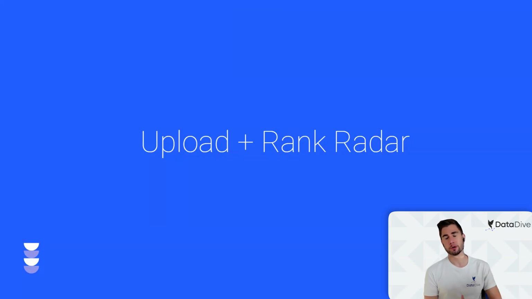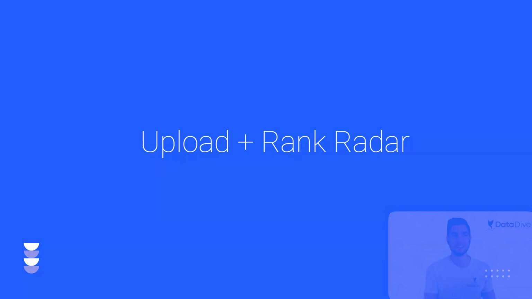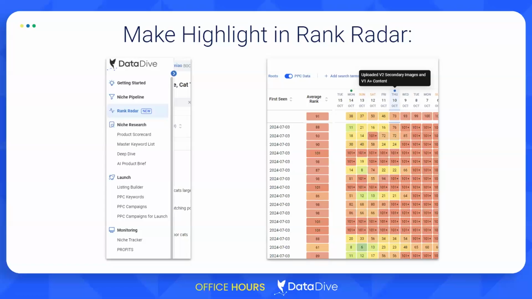So once we've gone through and we've tested, ideally, we want to try to create images that are winning market research, but also keep in mind that market research doesn't necessarily translate one for one to the real world. You're never going to know how something performs on Amazon until you put it up on the platform and actually look at your metrics. So the second to last step is going to be upload and make your highlights inside of Rank Radar. So you're going to upload your secondary images to Amazon. You're going to upload your A+ content.